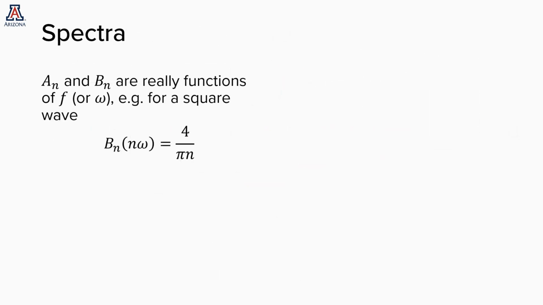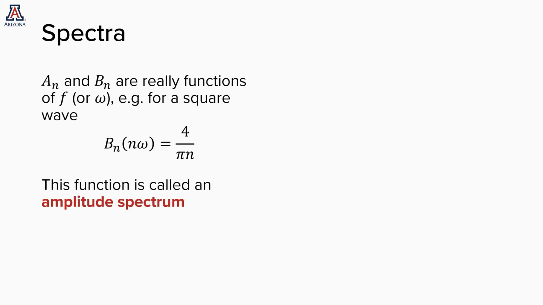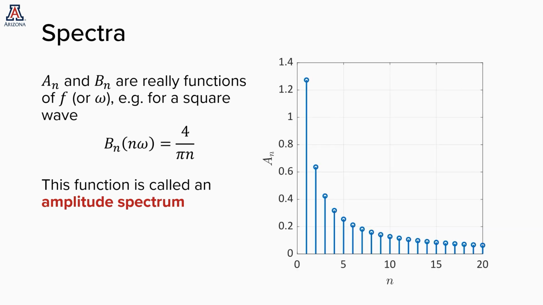Generally speaking, an and bn are actually going to be functions of frequency or angular frequency, whatever you happen to prefer working in. So for the square wave we just found, what we're really looking at is that bn or bn times omega, either one. Omega is going to be a constant here. It's just some sort of baseline frequency, multiples of which are where we're finding our frequency points. That's going to be just equal to 4 over pi n. And what we can do is we can plot this. We can plot b as a function of n or as a function of omega.